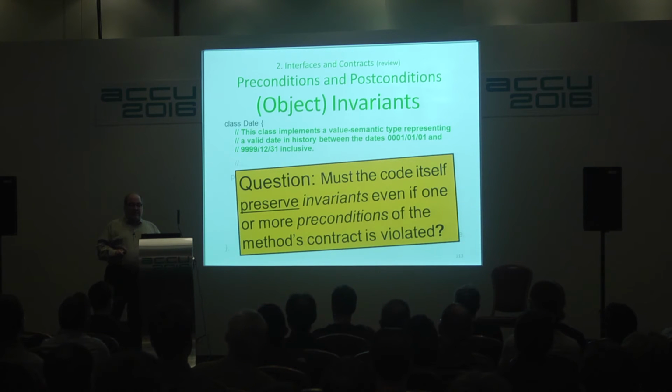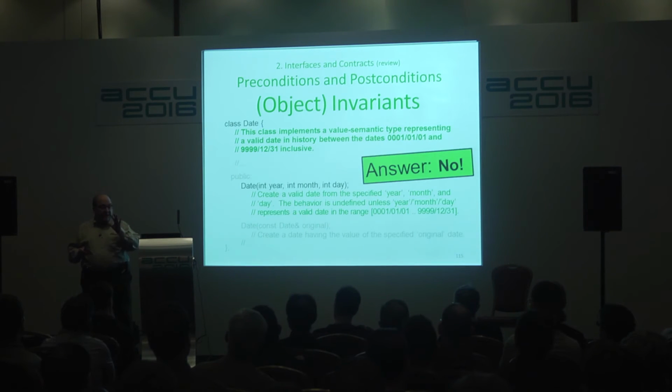I want to ask the question, must the code itself preserve invariance even if one or more preconditions of the method's contract is violated? I hope everybody understands that the answer is no. Number one, it's impossible in general. Number two, even where it is possible, it can be prohibitively expensive. I'll give you an example.